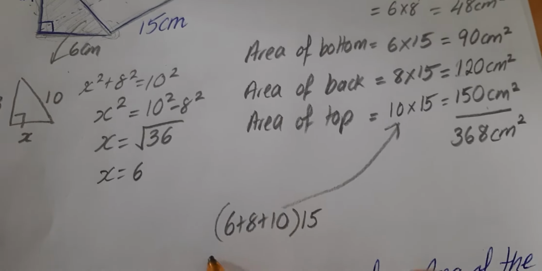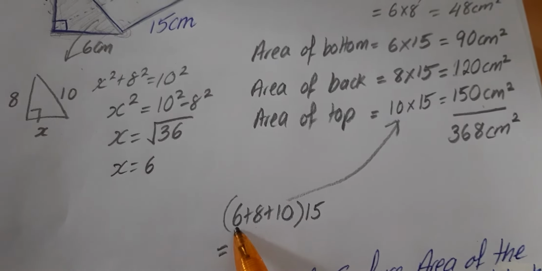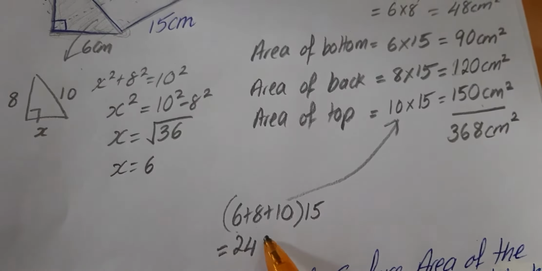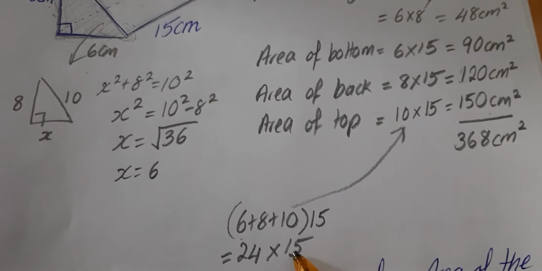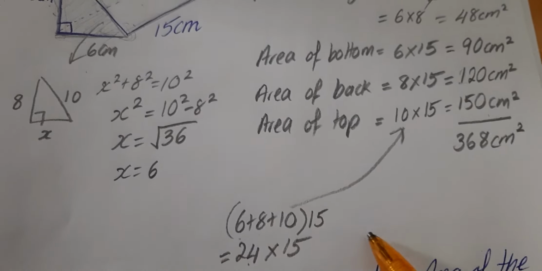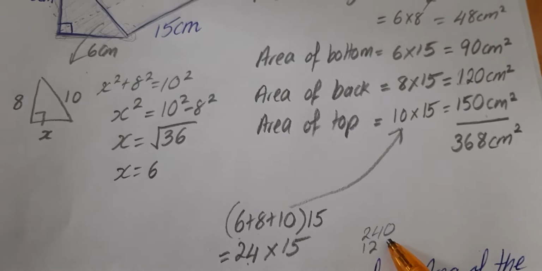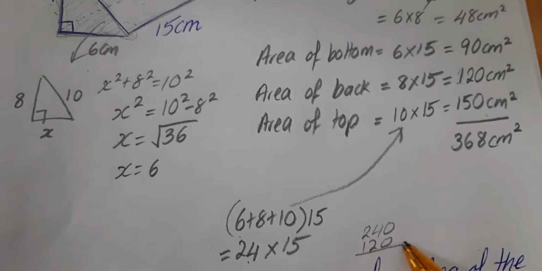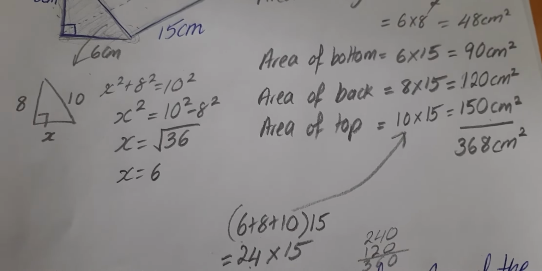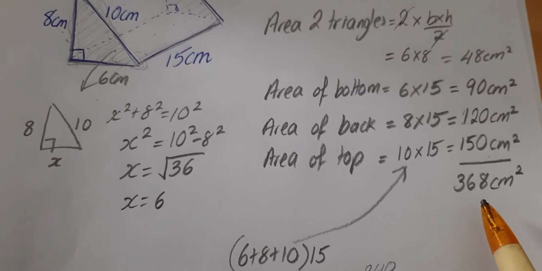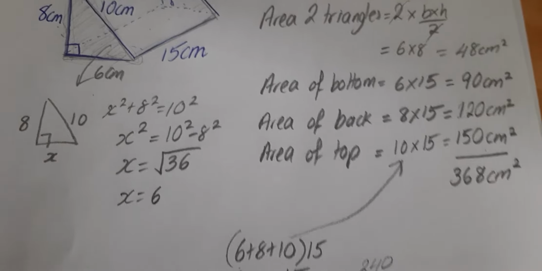Or we can even do that in our mind, maybe. 10 and 8 make 18, and another 6 makes 24 times 15. 24 times 15 is 10 24s, which are 240, 5 24s, which are 120, and that comes to 360. Does it? 360. Oh, that's a bit odd, isn't it?